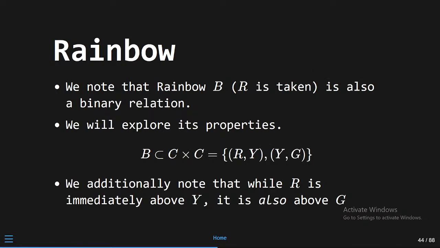Anyways, I specified this. I'm using B because R is taken, because I used R for the color red. I think that's wrong. I think I should have used lowercase r for red to avoid this namespace collision. But I'm using B for the rainbow relation. The rainbow relation is a subset of the Cartesian product that contains red is more of something than yellow, and yellow is more of something than green.